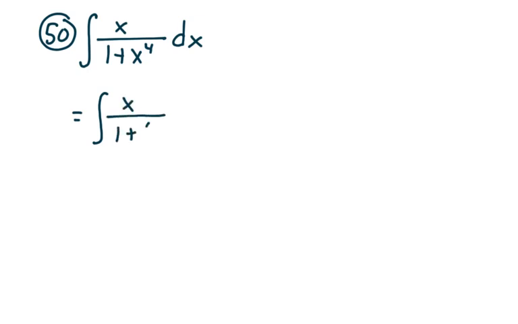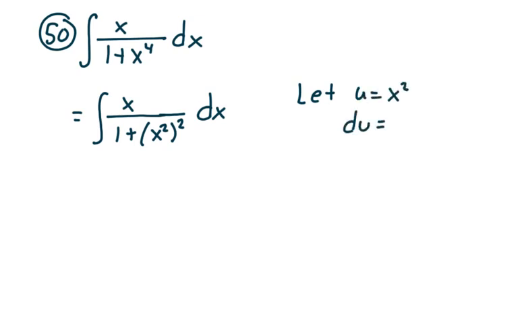Suppose I have the integral of x over 1 plus x to the 4th dx. Okay? Well, this can be written as the integral of x over 1 plus x squared squared dx. So I'm going to let u equal x squared. du is 2x dx. So solving for x dx, I get 1/2 du. So in other words, I just divide both sides by 2.